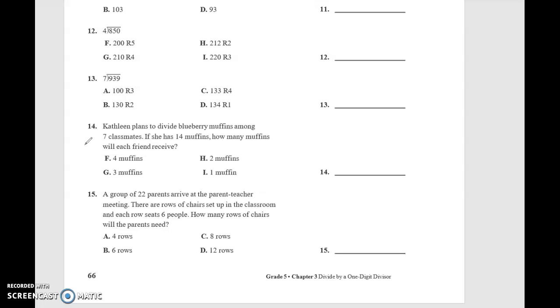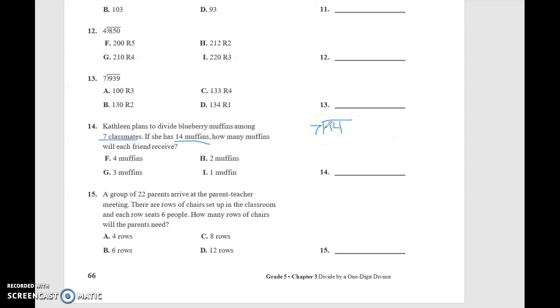Good. So, what do we know? We know that she has 7 classmates and she has 14 muffins, and she wants each one of them to get an equal amount of muffins. So, how do I set up my problem? You have to put 14 in the box and then 7 in the side. Okay, so 14, I'm going to divide by 7.